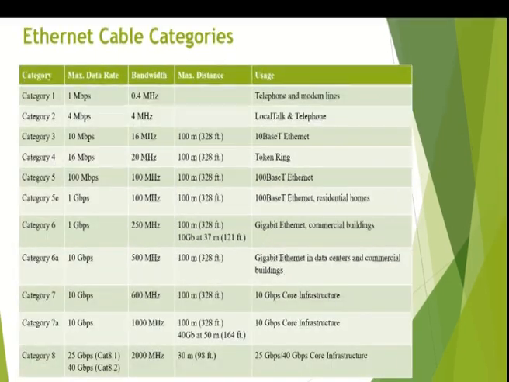Ethernet cable category. The CAT in CAT 5 and CAT 6 etc. is short for category. Network cables are divided into categories based mainly on bandwidth, maximum data rate, and shielding.